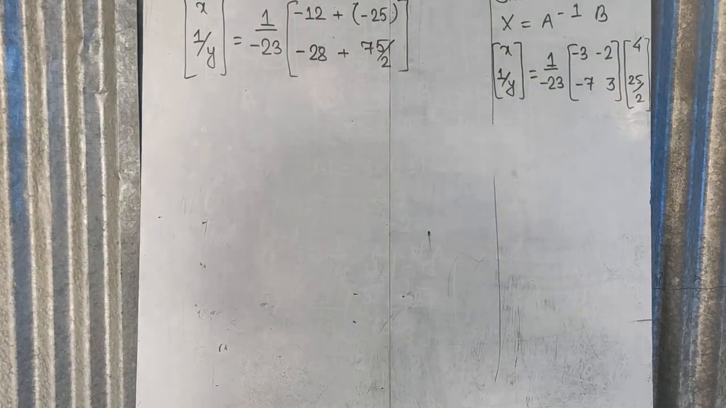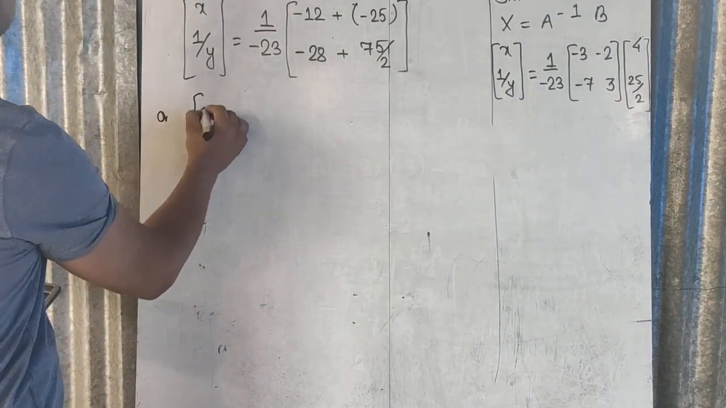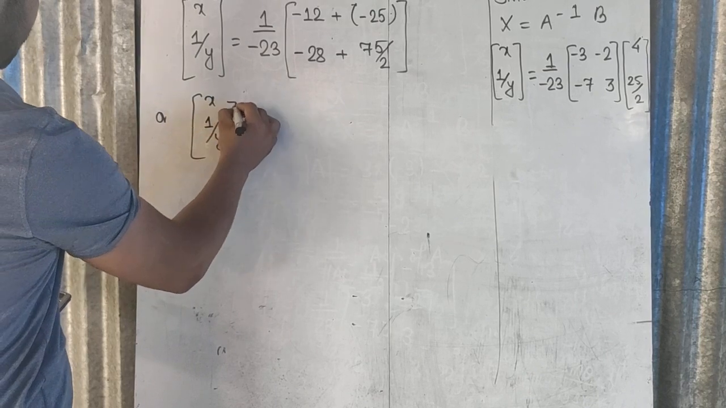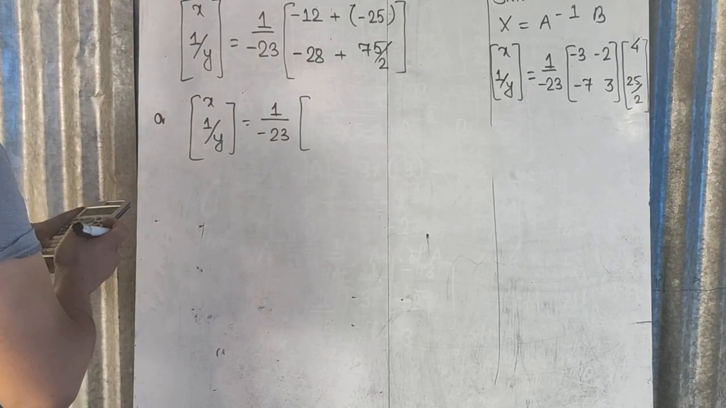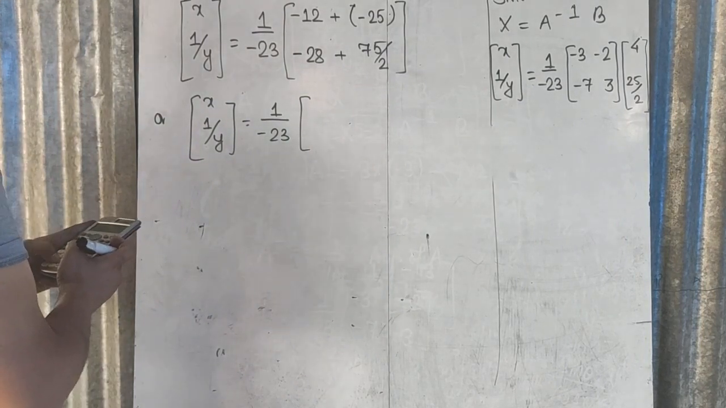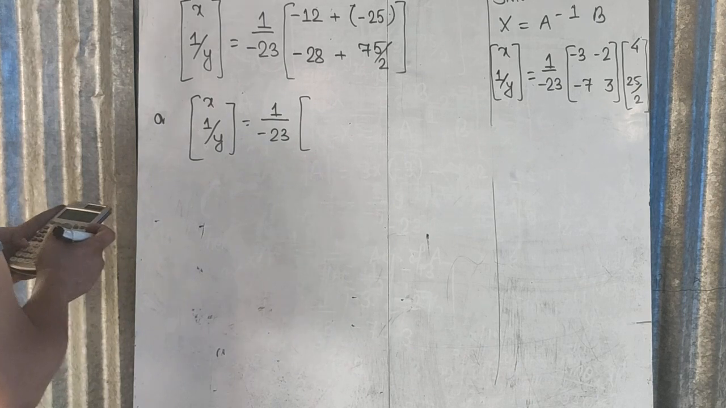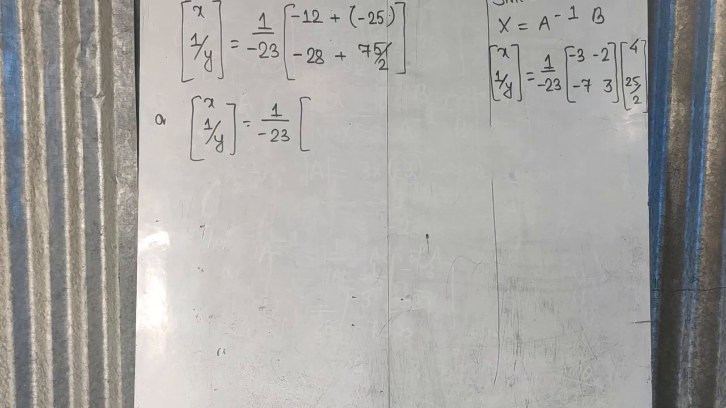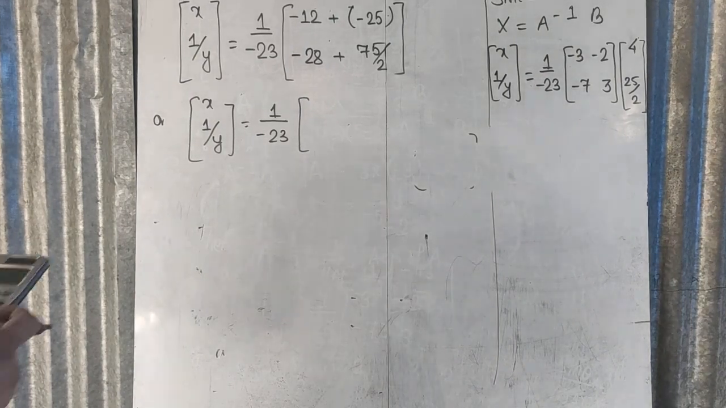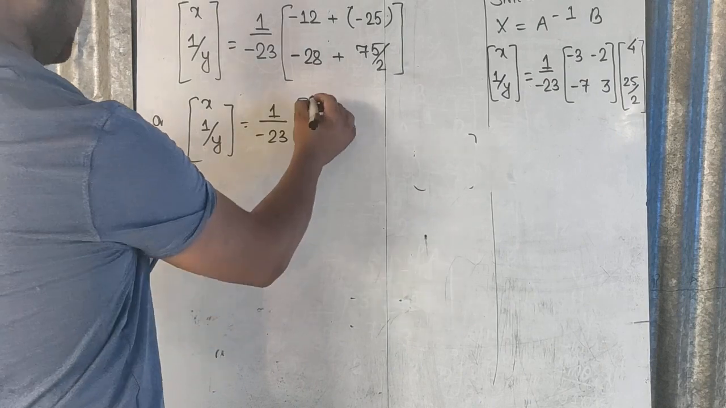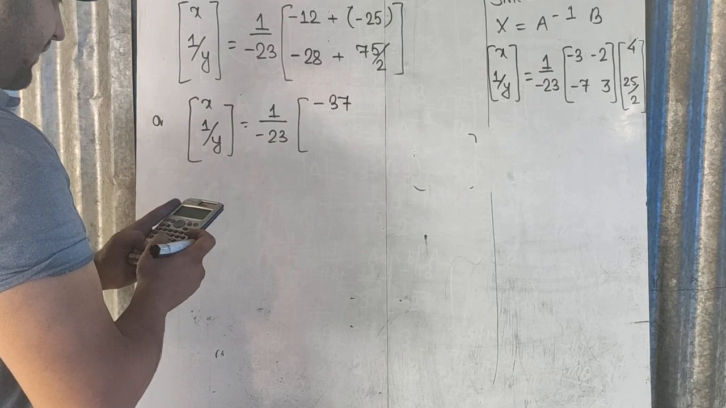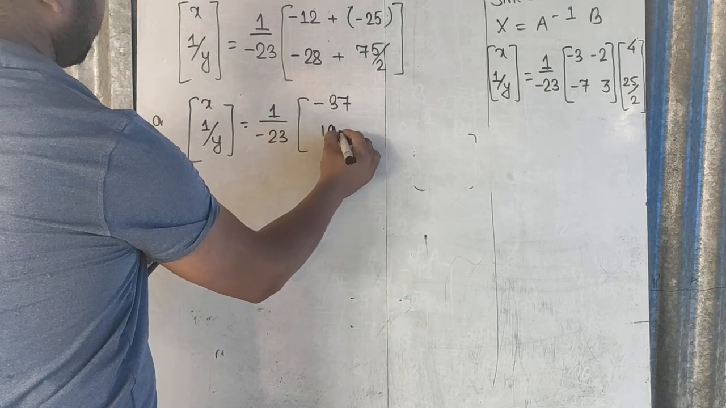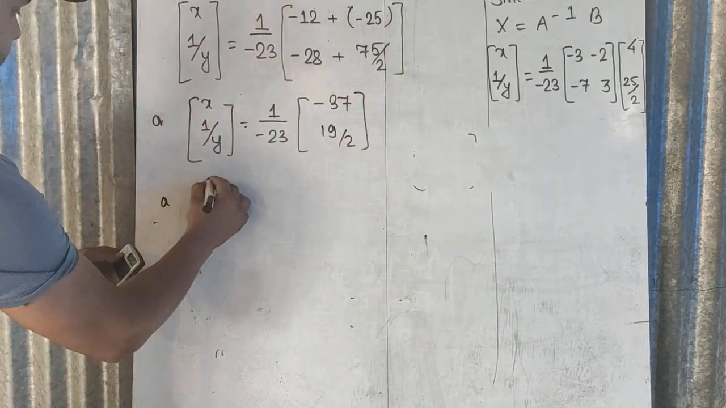Now I'm going to solve this. x, 1 by y equals to 1 by minus 23 times minus 12 minus 25, which gives you minus 37. And then minus 28 plus 75 by 2 gives you 19 by 2. Let's solve it.